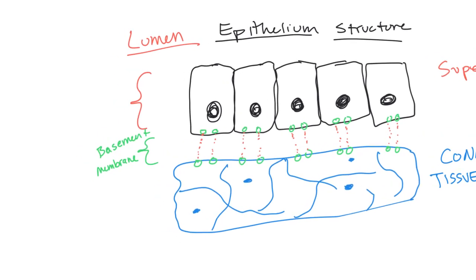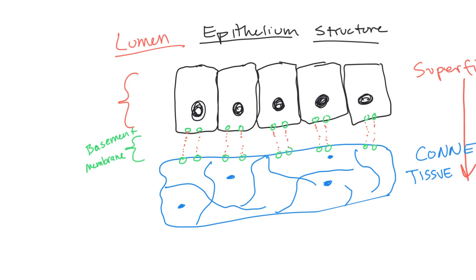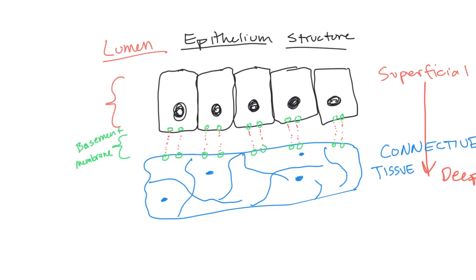Can you tell me what lumen means again? Okay, so the lumen is the space, the round space of a hollow organ. So the inside of the intestines, where the food would be, or the inside of the trachea, where the air would be.